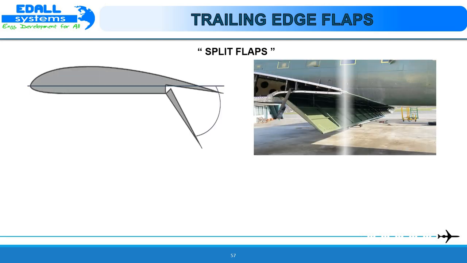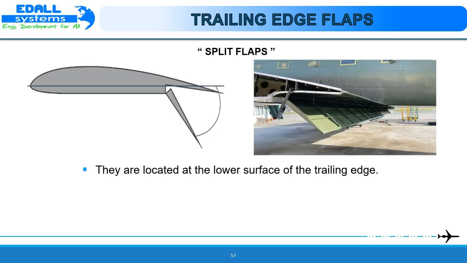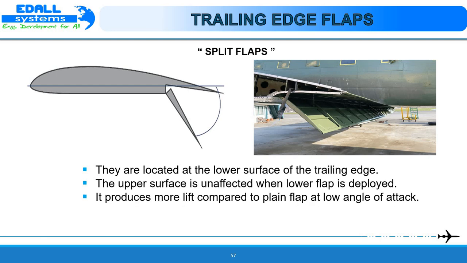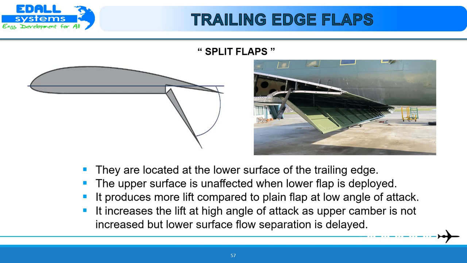Split flaps. In a split flap, the lower surface hinges downwards while the upper surface remains either fixed on the wing or moves independently. They are located at the lower surface of the trailing edge. The upper surface is unaffected when the lower flap is deployed. It produces more lift compared to plain flap at low angle of attack. It increases the lift at high angle of attack as upper camber is not increased but lower surface flow separation is delayed.